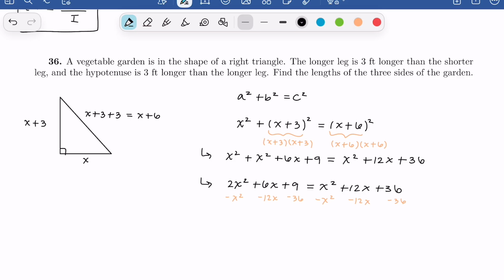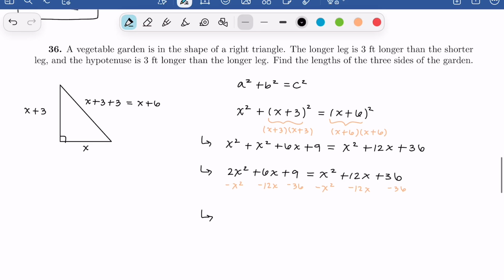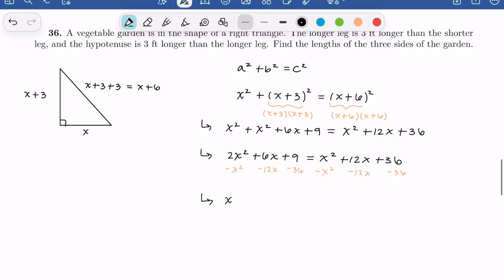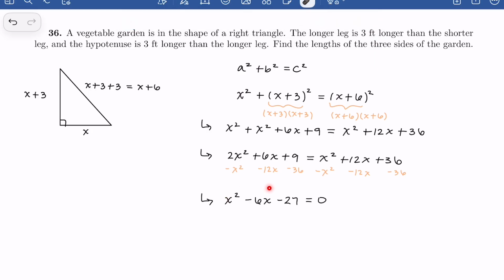All right, doing so, I'm going to end up with 0 on the right-hand side of my equation, and on the left-hand side, I'm going to combine like terms. I'm going to end up with just one x squared term, then a minus 6x term, and then a minus 27. So now this is in standard form. Like I said, we're either going to factor or use the quadratic formula for this one.